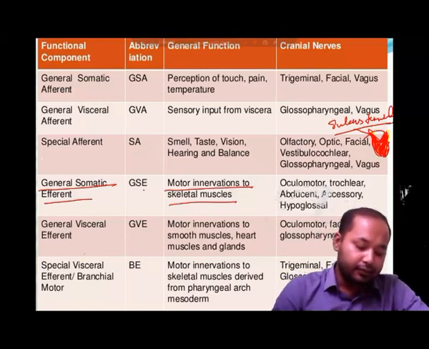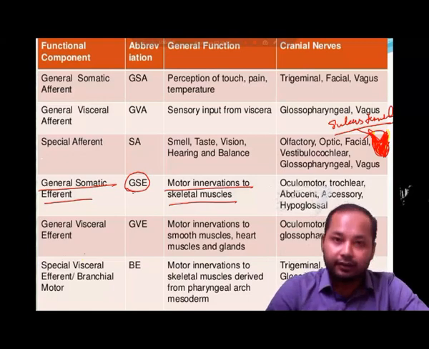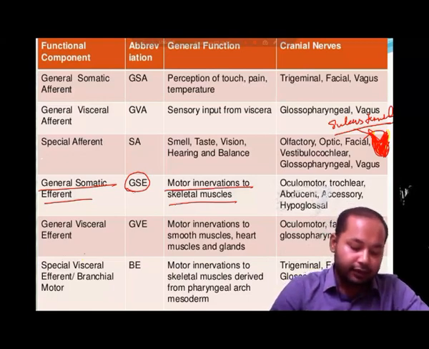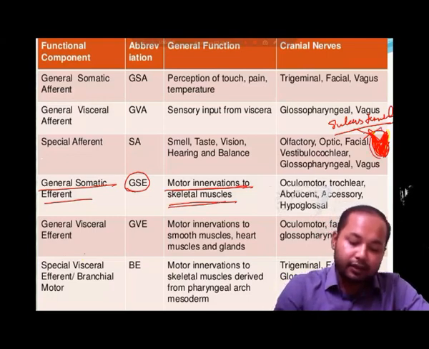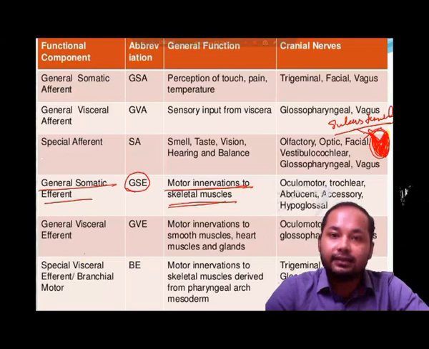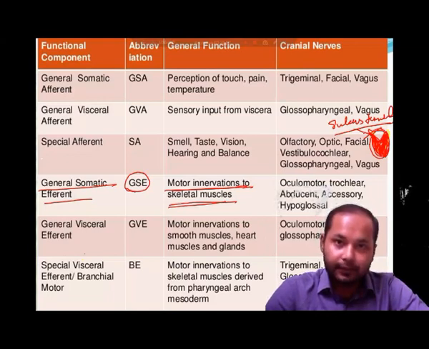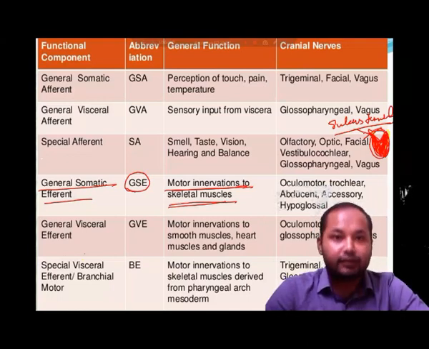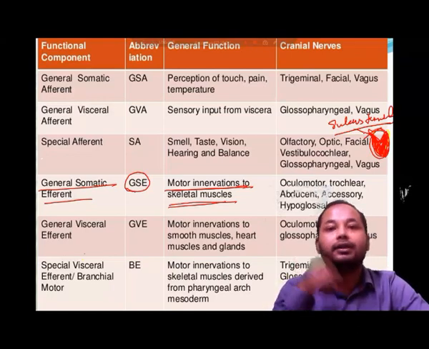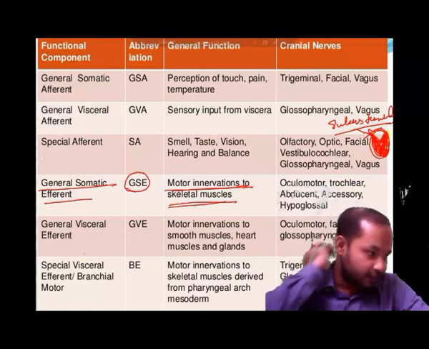In the tongue, the general somatic efferent nucleus is carrying the motor innervation, meaning the hypoglossal nerve. It is innervating the muscles of the tongue, all of the muscles except palatoglossus, right? That hypoglossal nerve is providing motor information to the muscles of the tongue. I can put out my tongue, I can put it inside at my will, and these muscles of the tongue are derived from the occipital somites.